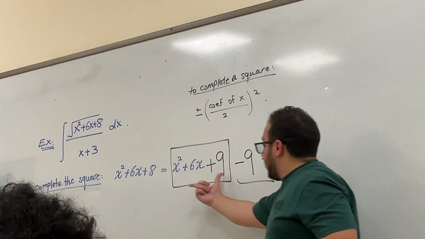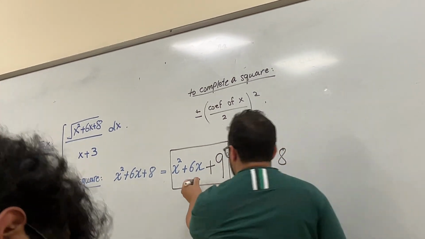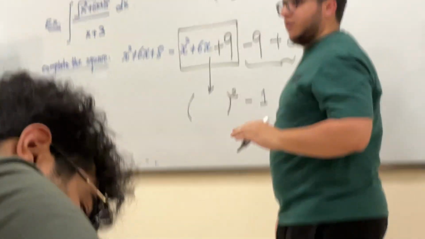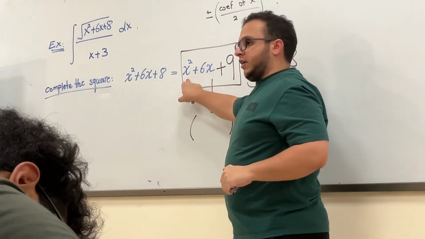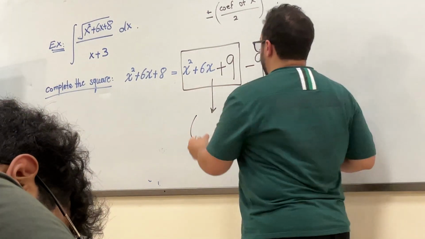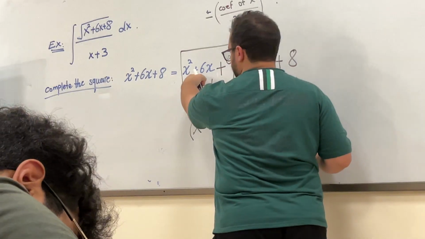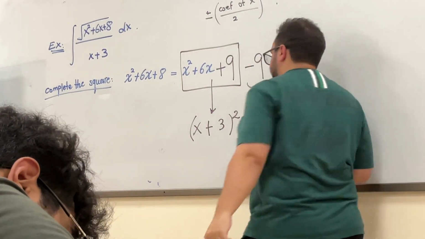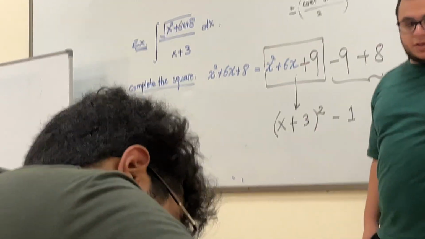Now math tells you this is a perfect square. How do you write it as a perfect square? Again, you write a bracket, squared. What is the square root of x squared? X. The square root of 9? 3. The sign in the middle? Plus. Is it clear? This is how you construct it all the time.